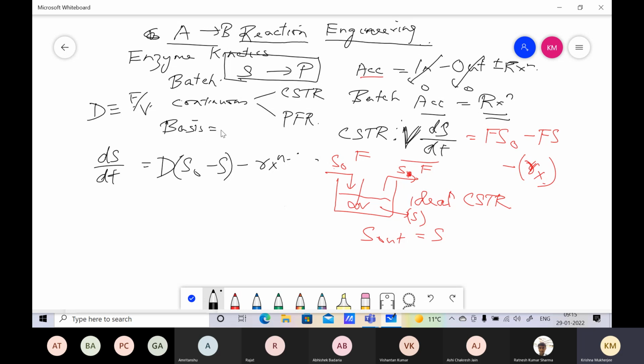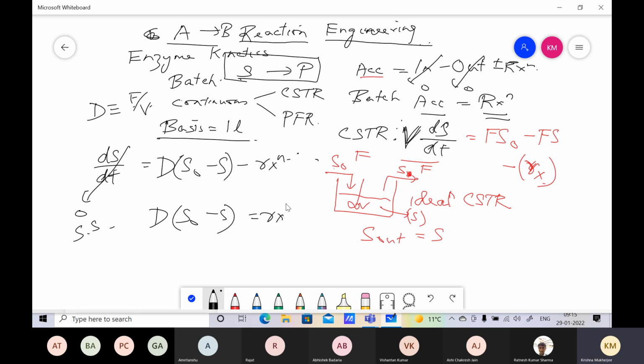So all of this is familiar stuff, so I am going to go fast. Wherever it's not familiar, please stop me. At steady state, this is 0. So we really have D times S naught minus S is equal to reaction.